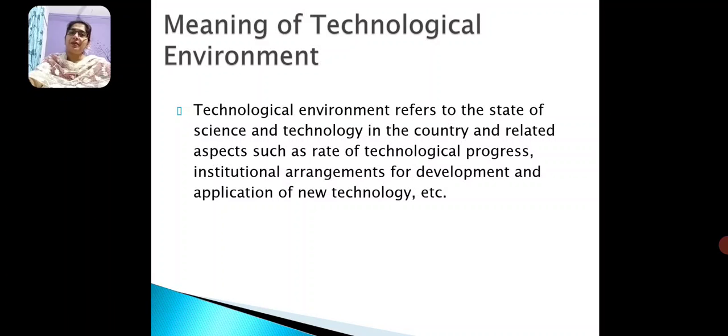So from the point of view of strategic management, technological environment scanning becomes very important because it is directly related to the production process. Again, not just the production, technology has its own impact on all the activities. Let's see how each activity of the business is related to the technological environment.